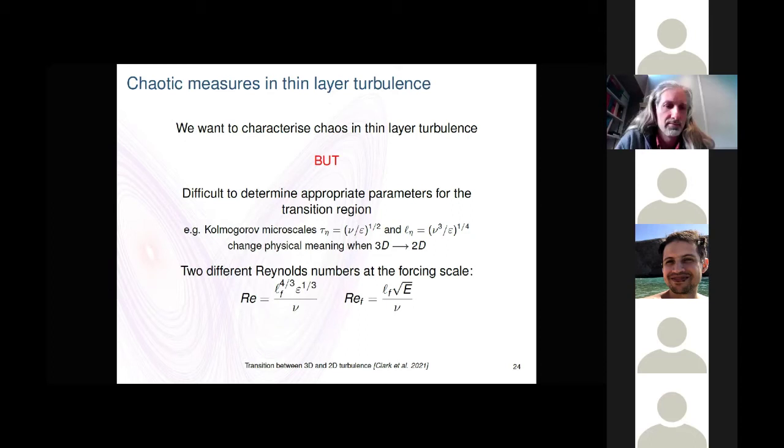So now we want to look at comparisons, because we previously studied two-dimensional turbulence and three-dimensional turbulence, and obviously we want to compare our results in the thin layer to those results. But this is somewhat complicated because it's not clear which scales or which Reynolds numbers to use for this comparison. We also want to compare this work with the previous literature. The Reynolds number used in the thin layer literature is built from the forcing scale to the 4/3, the energy dissipation rate, and the viscosity. But all these parameters we can fix a priori in the simulations.